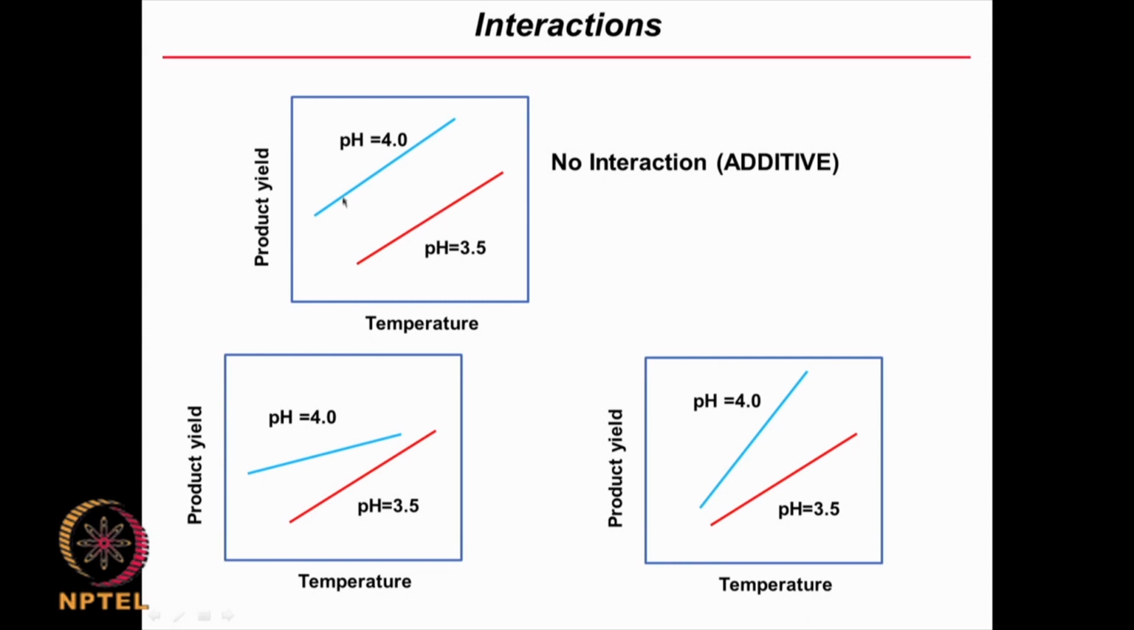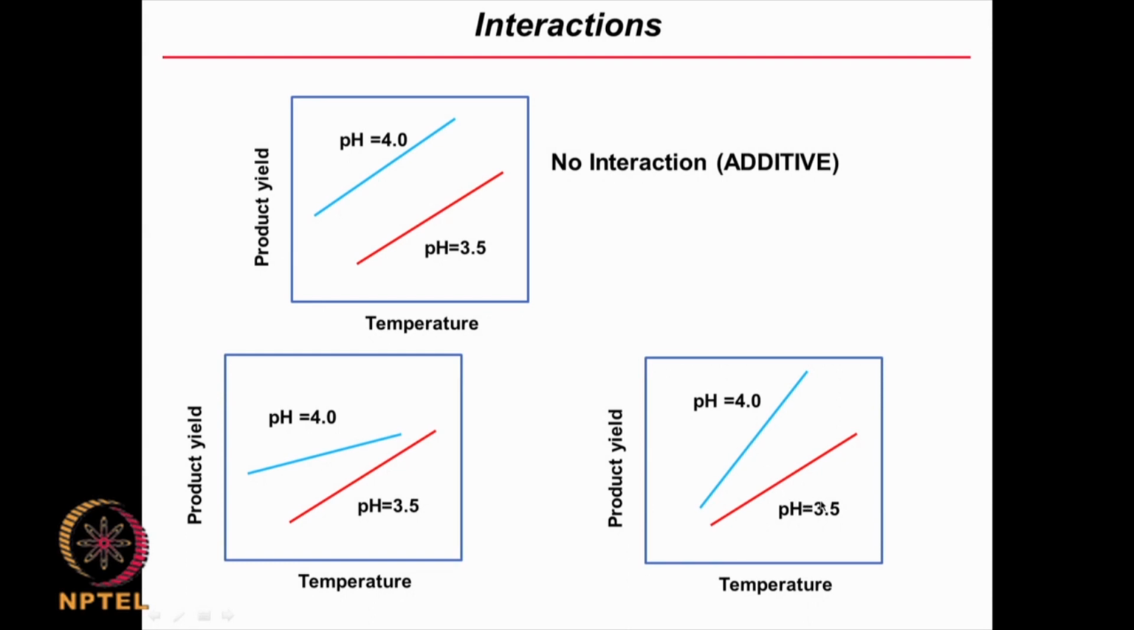So, the effect of temperature and pH on the yield is additive, whereas you can have situations like these. At 3.5 pH the product yield is going up, but at pH equal to 4 it is going up with a lesser slope, or at pH equal to 4 it may be going up with a higher slope, unlike a parallel situation. Then we can say the pH and temperature are interacting with each other in arriving at the product yield. So, the effect of temperature is not the same at all pH values, but it depends on the pH values.